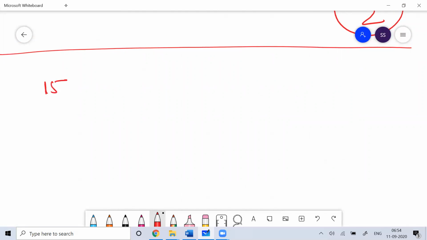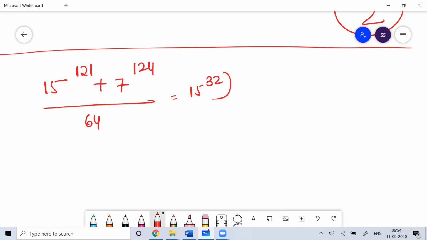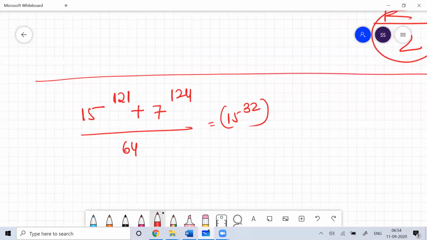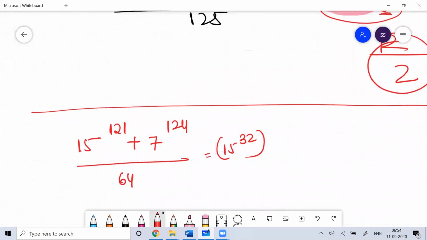So this is 15 to the power 121 plus 7 to the power 124. If you divide by 64, the quotient number of 64 is 32. So this is 15 to the power 32. Then how much power is left? 121 divided by 32.